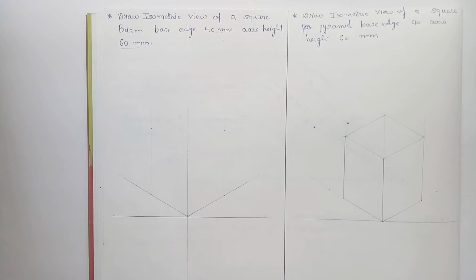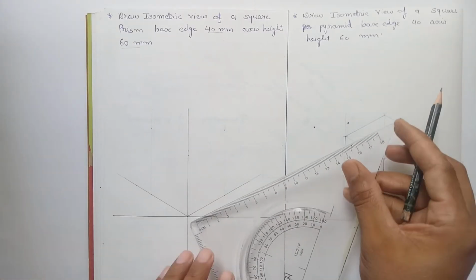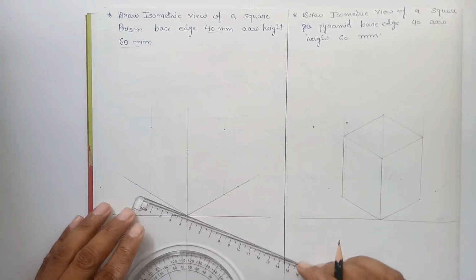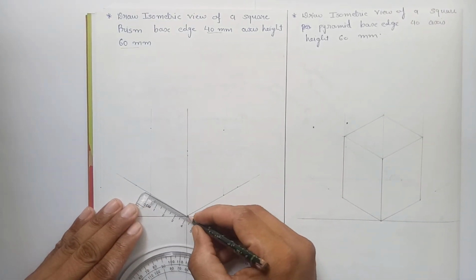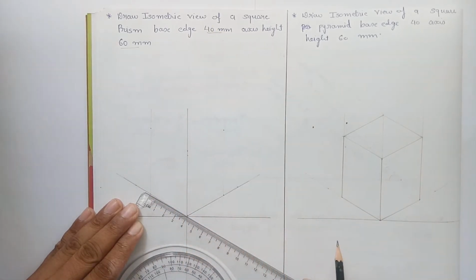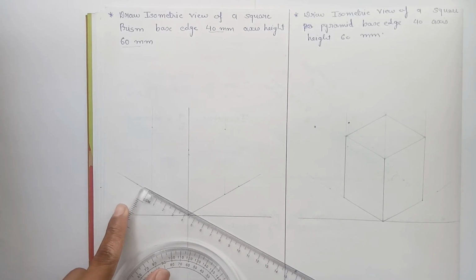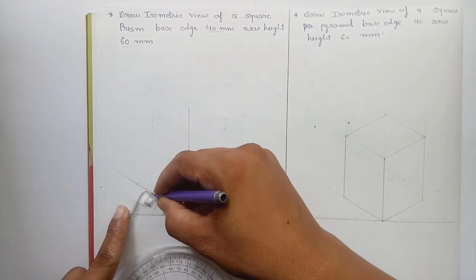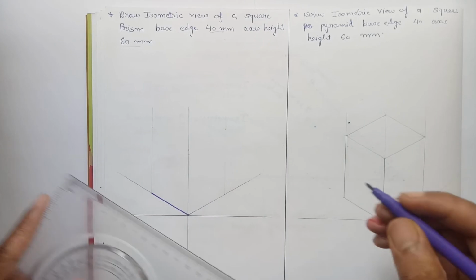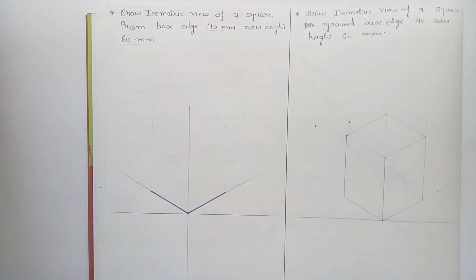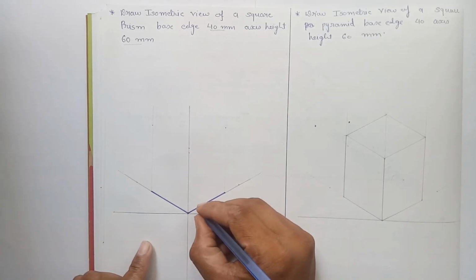Now measure the base length of 40 mm. So base length over here 40 mm. So draw the base, 40 mm on both sides. This line is inclined at an angle of 30 degrees on both sides with the baseline.